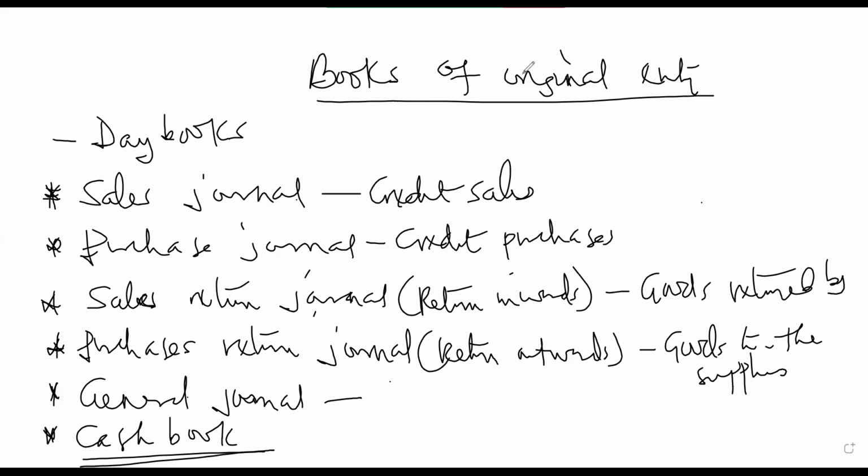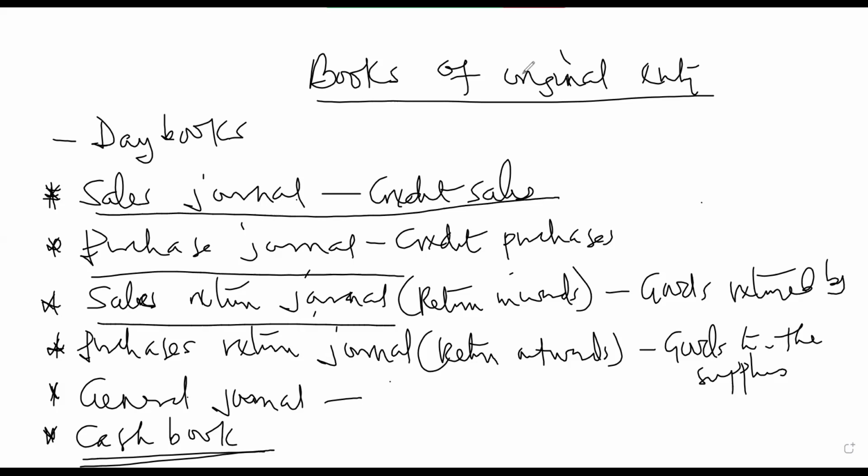The general journal will recognize any other thing apart from cash, which is not recognized in any of these books. So the general journal recognizes other transactions such as purchase of assets on credit, sale of assets on credit, bad debts, and it also recognizes the opening and closing balance of the company. So any other thing that is not recognized in the sales journal, the purchases journal, the sales return journal, the purchases return journal, or the cash book, that particular item will be recognized in the general journal.